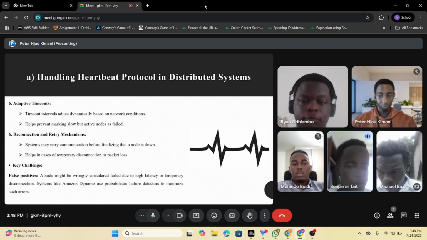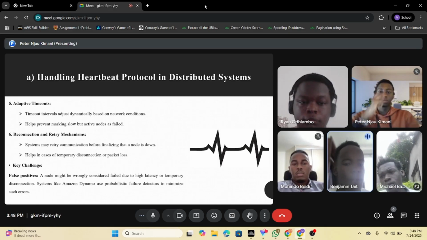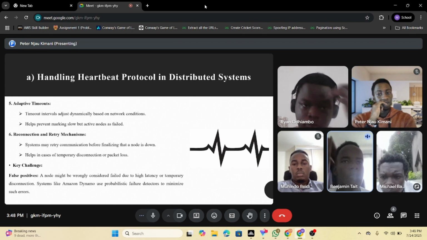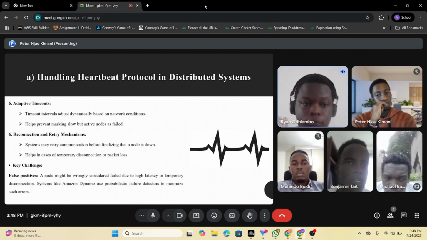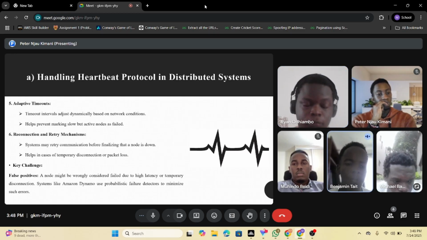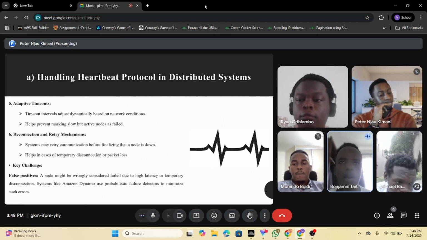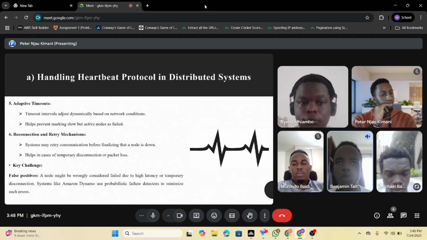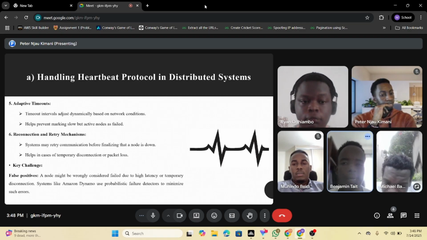Adaptive timeouts. In adaptive timeouts, intervals adjust dynamically based on network conditions. Remember that for server A and server B to communicate, the sender and the receiver, it all depends on the network. So in cases where we have very good network connectivity, we can have the timeout be a very small period of time. But in the case that we have a very poor network, we can increase the timeout so that some of the nodes are not considered failed when in the real sense it's only the network that is the problem.